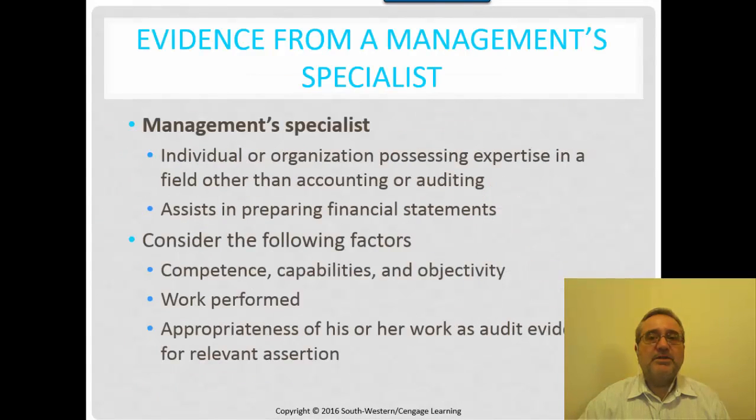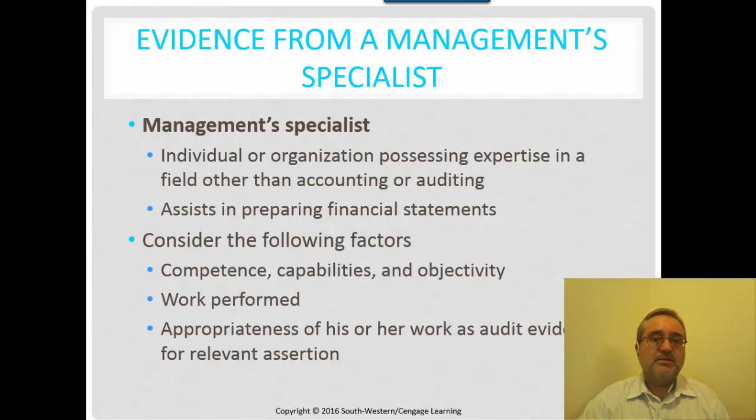Evidence from management specialists. Now, one of the things that we do as we are planning the audit is determine whether or not we need management specialists to help us with the audit. As an example, we may need specialists as they relate to valuation. Maybe there's inventory that we're unable to value, so we request the assistance of a specialist. These are individuals or organizations that possess an expertise in a field other than accounting or auditing.